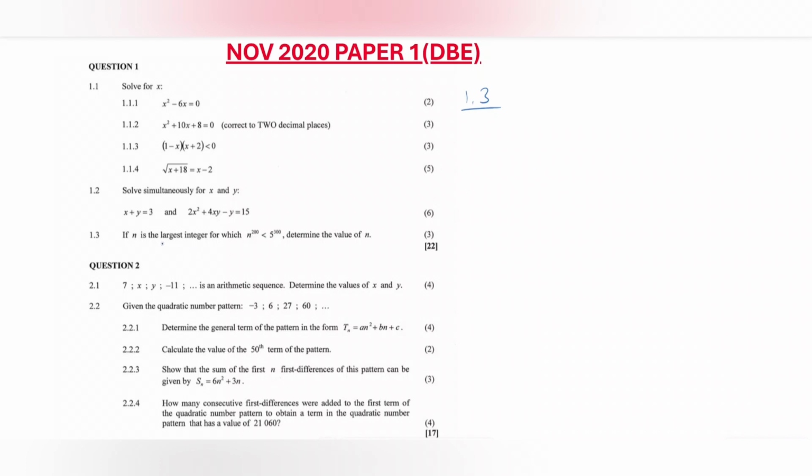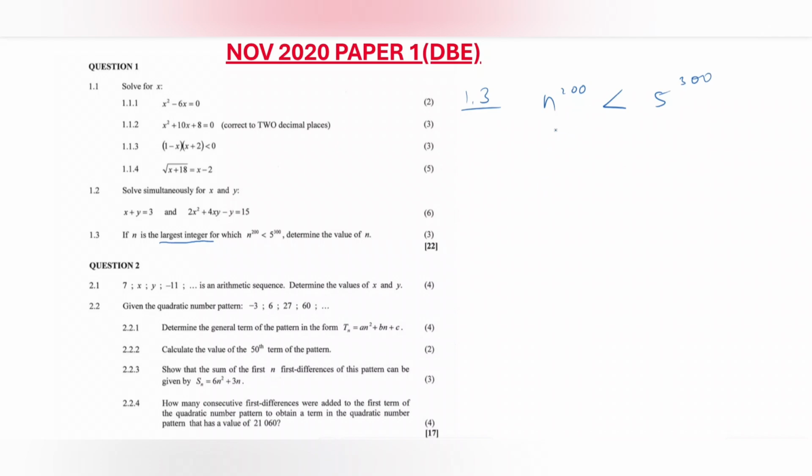Here you need to pay attention to largest integer. What is an integer? That's what we need to know. These are positive and negative whole numbers. So our answer should be a whole number. So our n raised to the power 200 is less than 5 power 300. We need to find the value of n first.